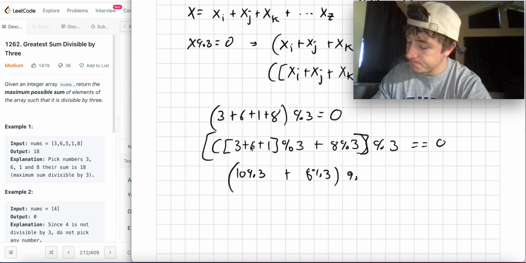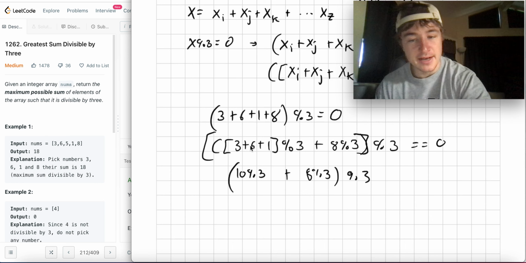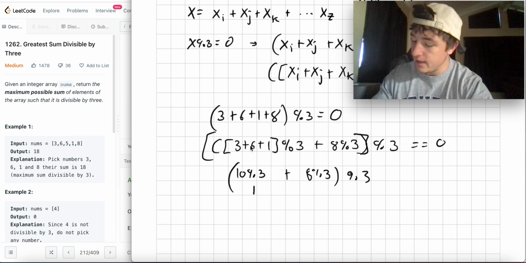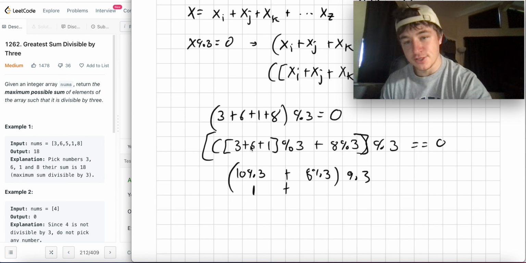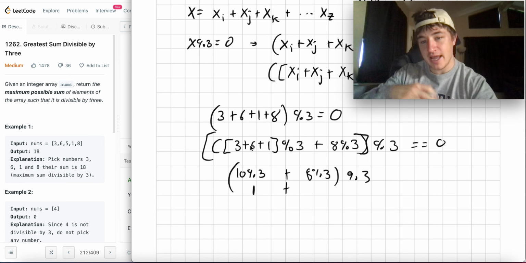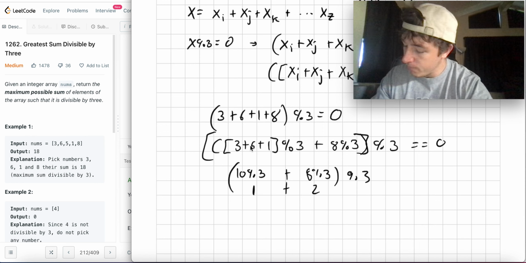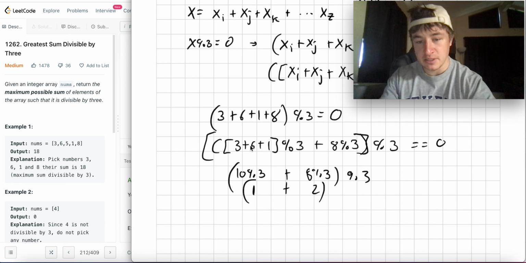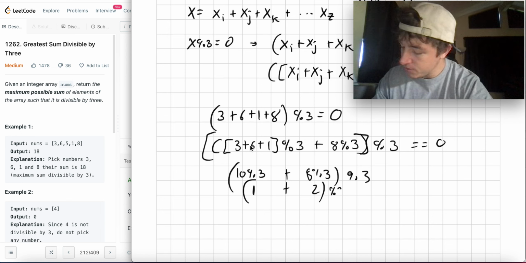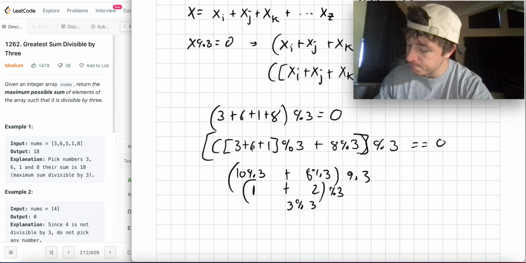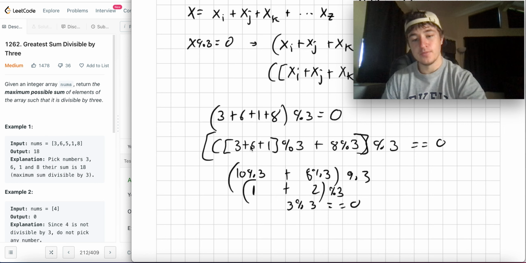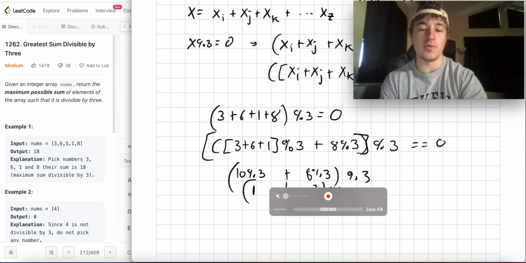Mod 3. Well, 10 mod 3 is 1, and 8 mod 3 is 2, because 3 goes into 8 2 times with 2 left over. And 3 goes into 10 3 times with 1 left over. Mod 3, which equals 3 mod 3, which equals 0. Which kind of makes sense, because you're just trying to find the remainder of this system.